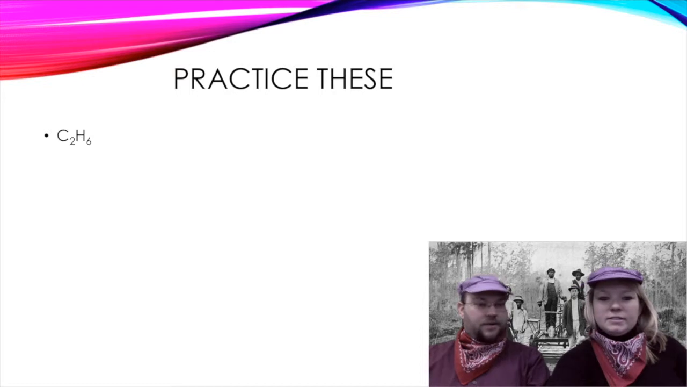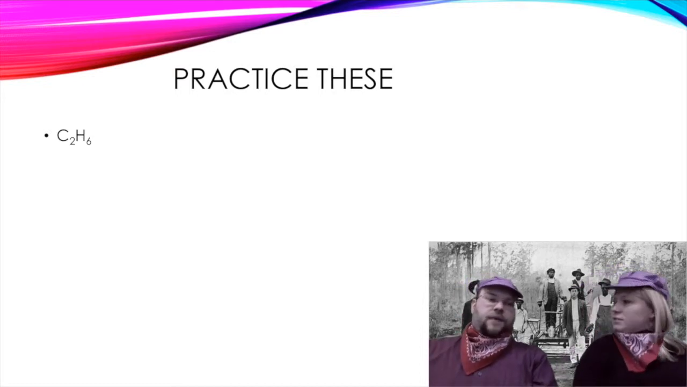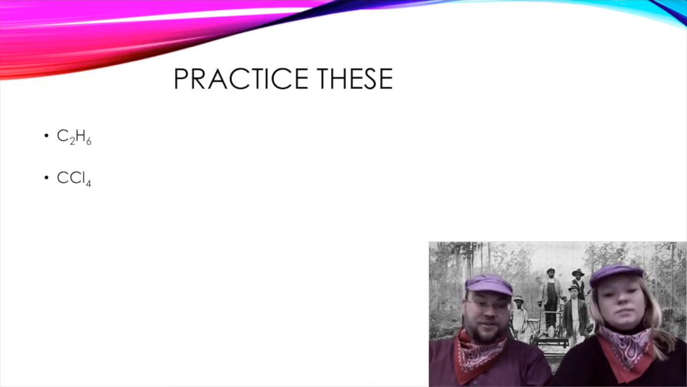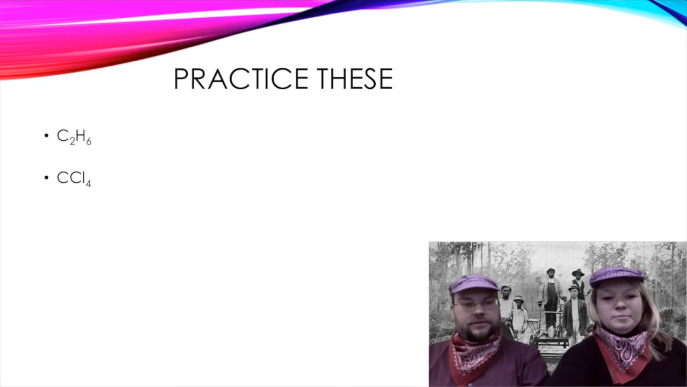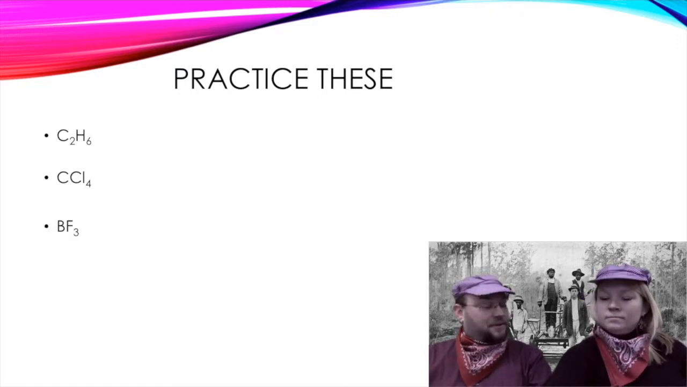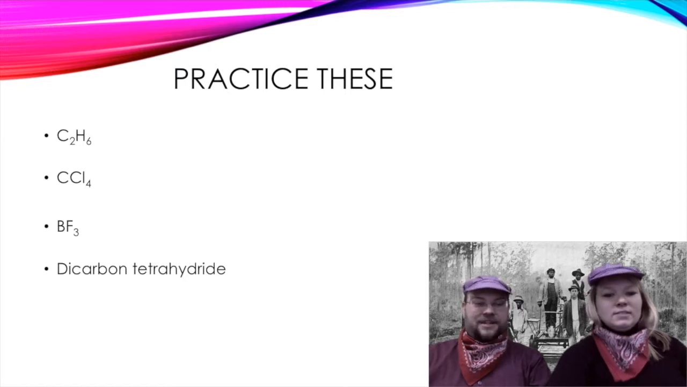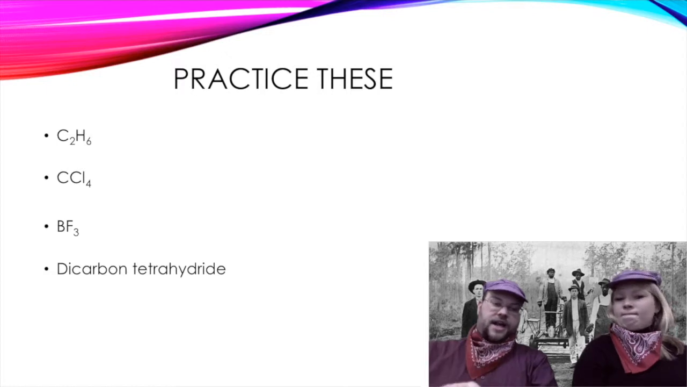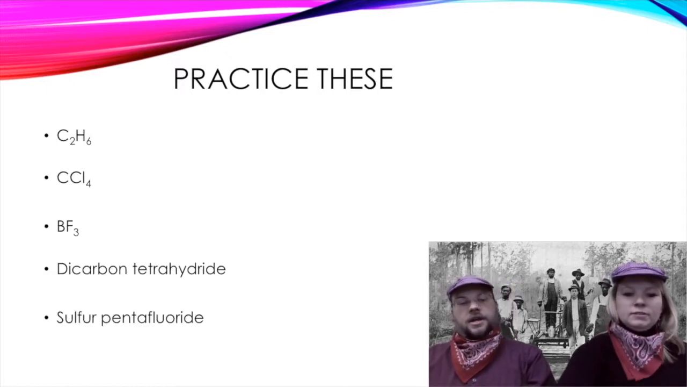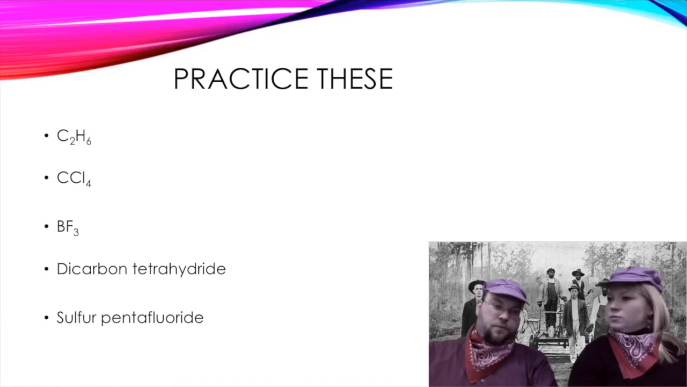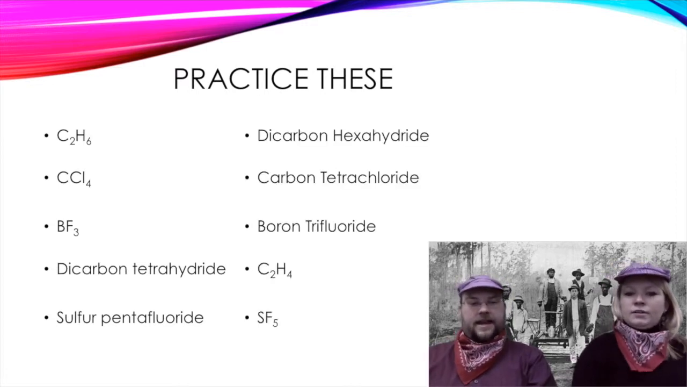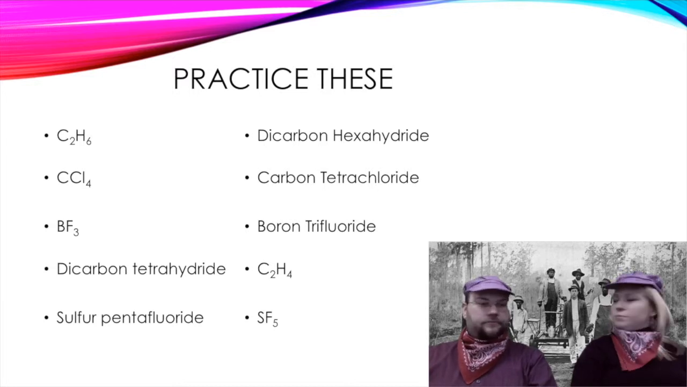Now let's take a few practice problems. C2H6 is, I'm going to say, dicarbon hexahydride. Carbon tetrachloride, we already did that one. Boron trifluoride. You're getting good at these. Now you have to do the other way. So dicarbon is C2, tetrahydride is H4: C2H4. Beautiful. And then sulfur pentafluoride. There's no prefix on sulfur, so I know it's 1. So it's S, and penta is 5, so it's SF5. Absolutely. Brilliant, an absolute genius.